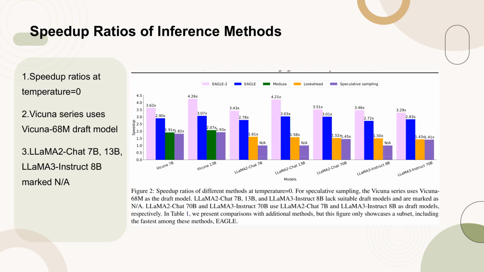Figure 2 illustrates the speedup ratios of various inference methods at a temperature of 0. For speculative sampling, the Vicuna series employs Vicuna 68M as the draft model. Models like Llama 2 Chat 7b, 13b, and Llama 3 Instruct 8b, which lack suitable draft models, are marked as not applicable. Additionally, Llama 2 Chat 70b and Llama 3 Instruct 70b utilize Llama 2 Chat 7b and Llama 3 Instruct 8b as their draft models, respectively. These findings are further detailed in Table 1.